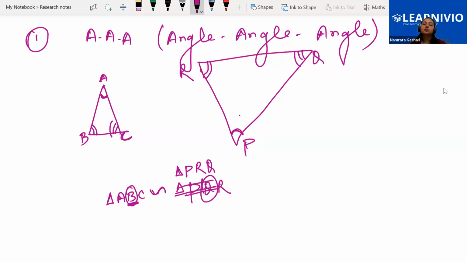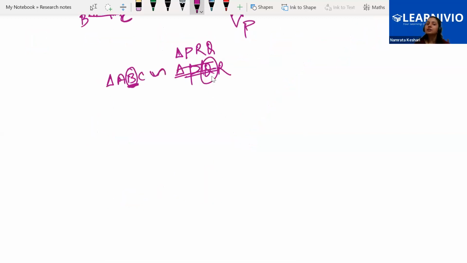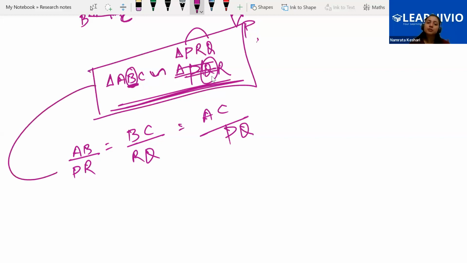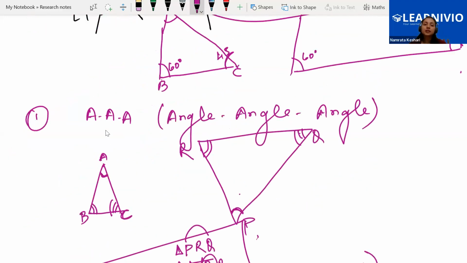After this, suppose one more part is there to prove this and everything. After writing this, we can directly use the information. Since this similarity condition is there, we know that AB by PR, BC by RQ, and AC by PQ will be in the same ratio. We know that. From this information, we are allowed to write this. Previously, we were using the word CPCT, corresponding parts of congruent triangles. Here, we will write corresponding parts of similar triangles. Getting it? Yes, ma'am. Okay. And this is one of the criteria for similarity.